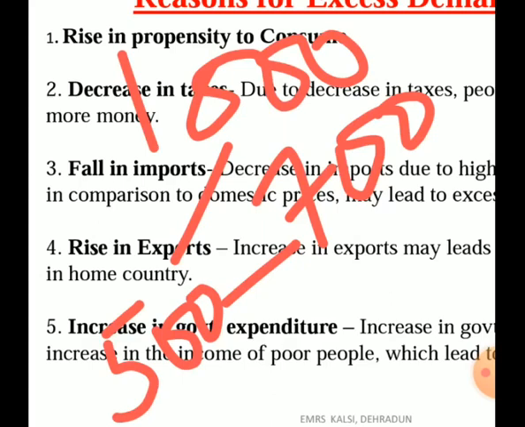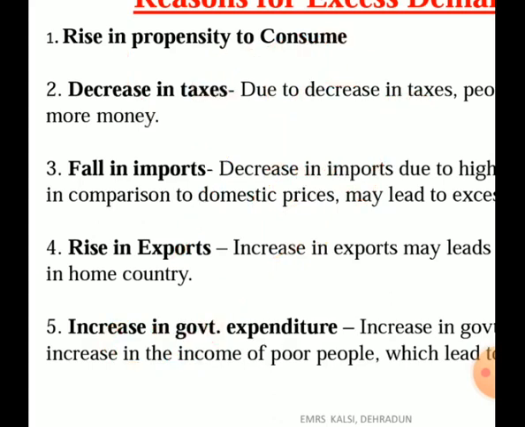That is called propensity to consume. So when there is a rise in propensity, meaning when we are increasing our consumption, it is called propensity to consume. So when there is a rise in consumption, the situation of excess demand occurs.